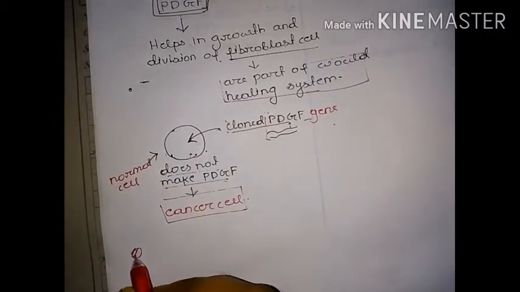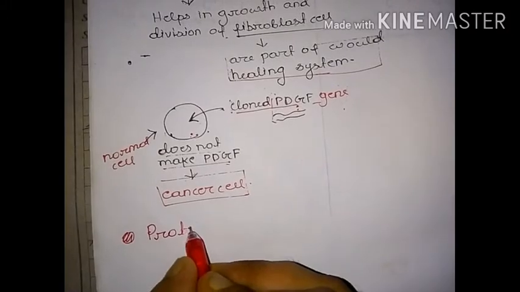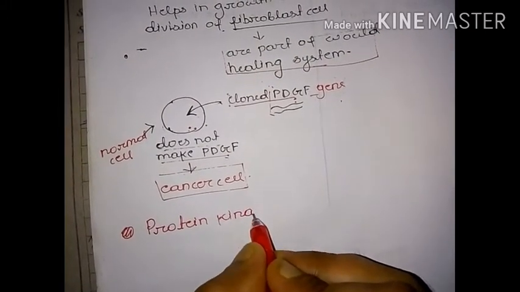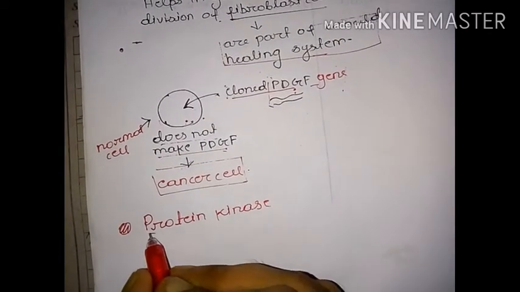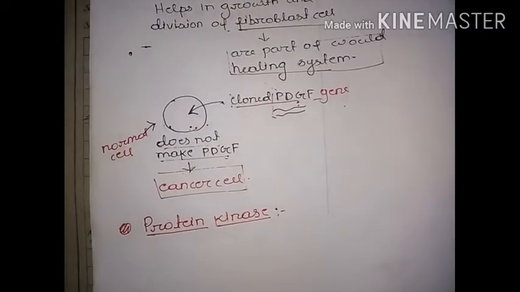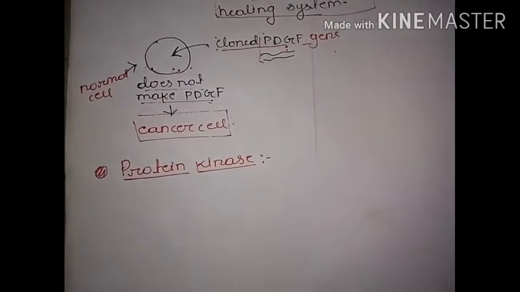Kinase. Now protein kinase. As we can see, there are several types of protein kinase present in our cell, like tyrosine protein kinase, serine protein kinase, threonine protein kinase.